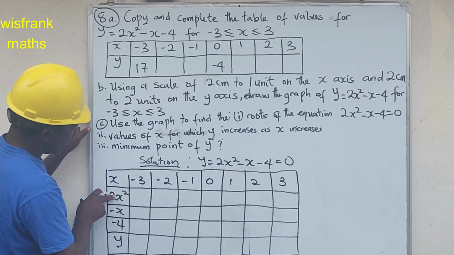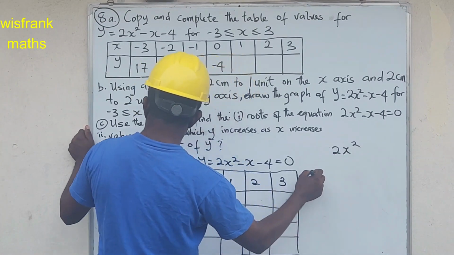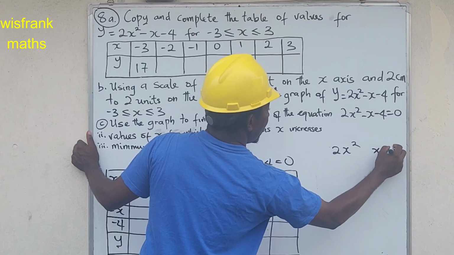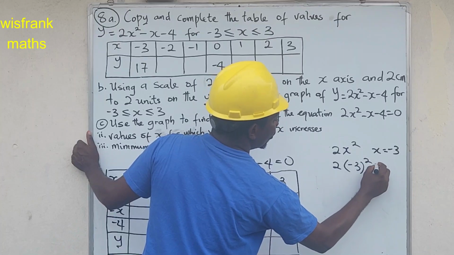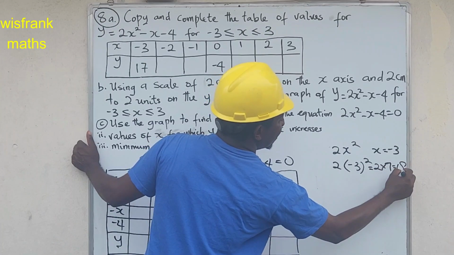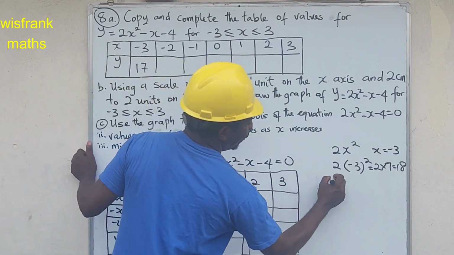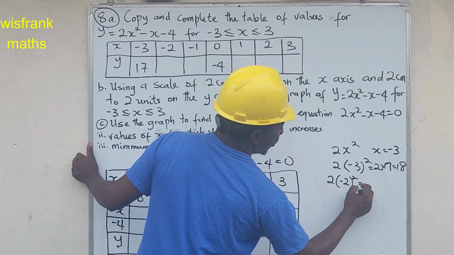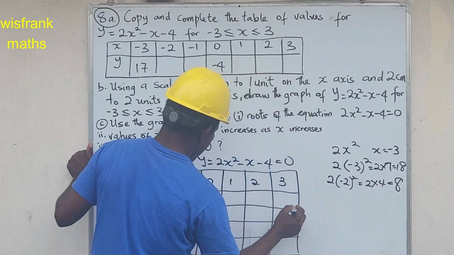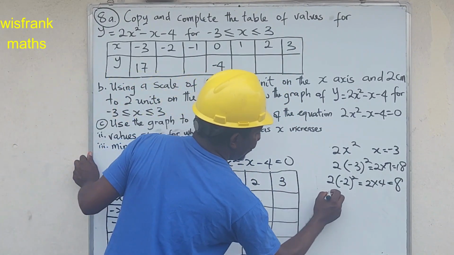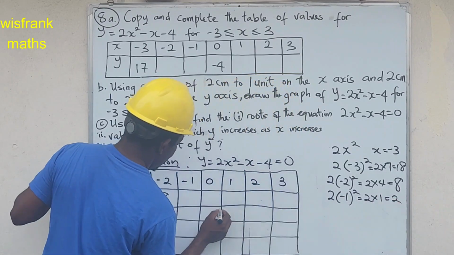Now for 2x², when x equals −3, we substitute into here, we have 2 into −3 squared. This is equal to 2 times 9 equals 18. So we fill in 18 here. When x equals −2, we have 2 into −2 squared, which is 2 times 4, because −2 squared is 4. This is equal to 8. So we put in 8 here. For −1, we have 2 into −1 squared, which is 2 times 1, equal to 2. So we have 2 here.